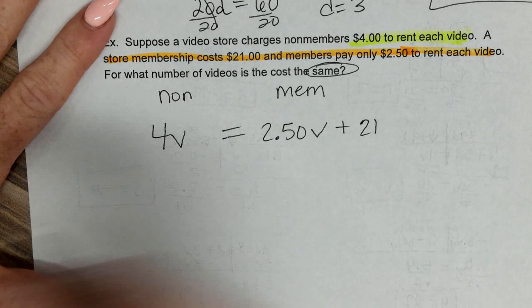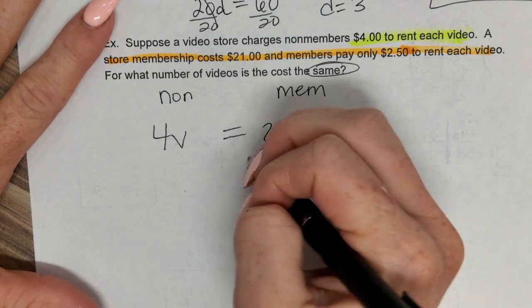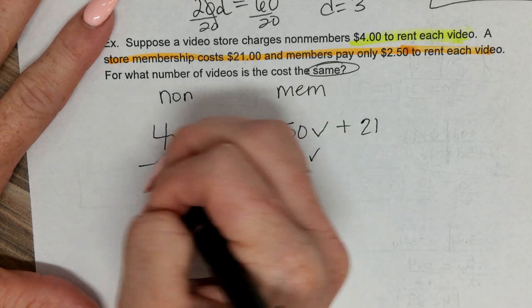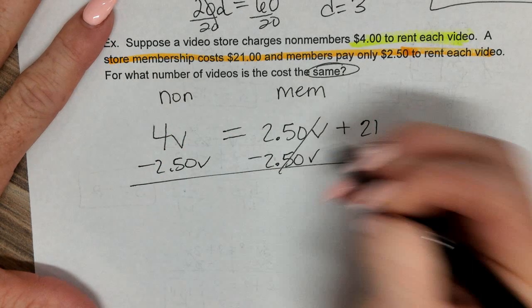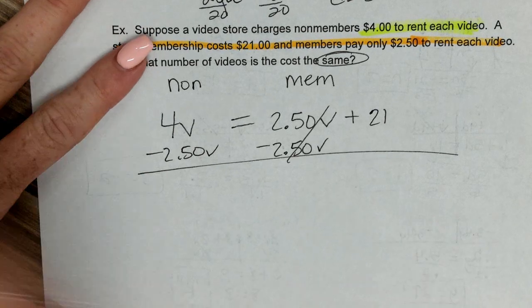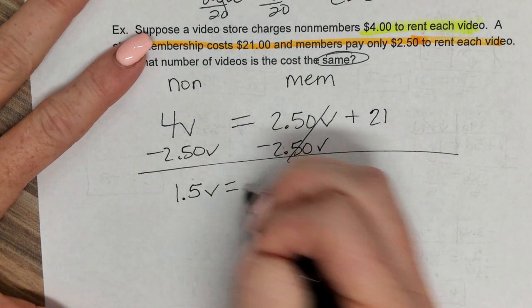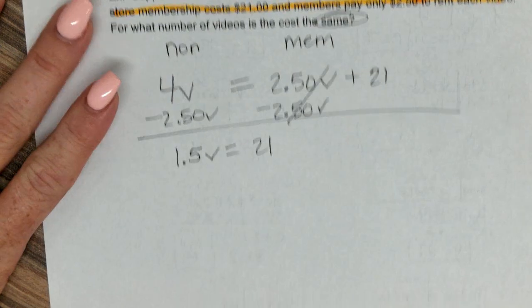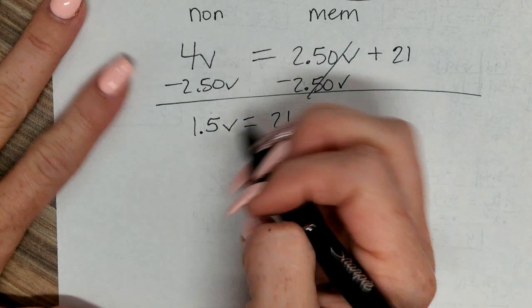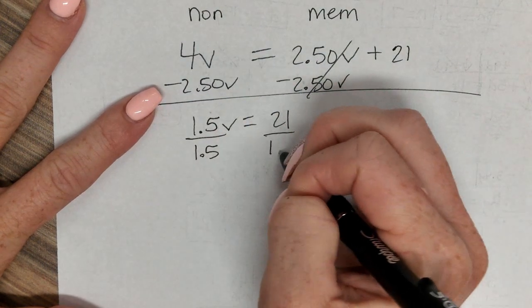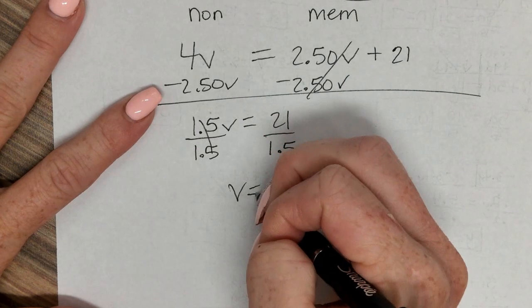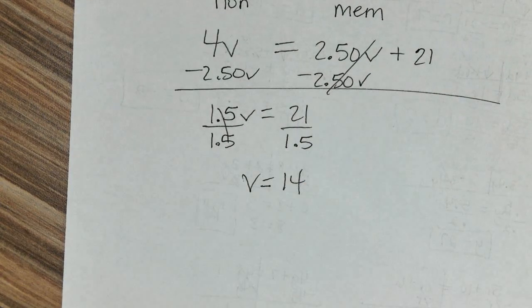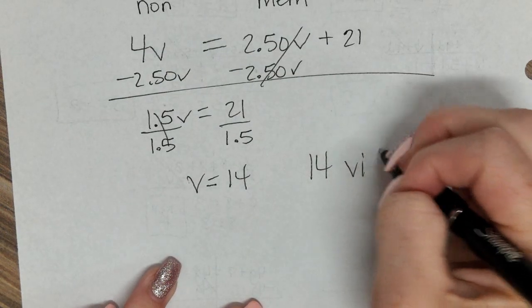All right, I want to get rid of this V and bring it over here, so I'm going to subtract 2.50V. 4 minus 2.5 is 1.5. V equals 21. And then I divide by 1.5, and V equals 14. Now, why do I like to use V instead of X? Because I know how to label at the end. That's why I like to do it. Because at the end, that's telling me I'm going to label videos. So my answer is 14 videos.